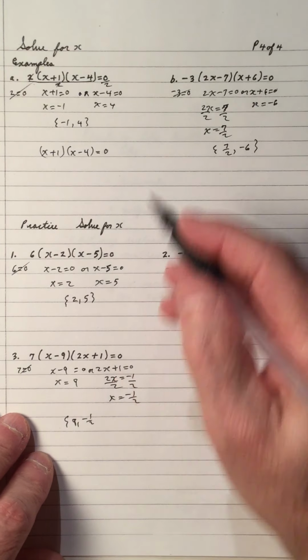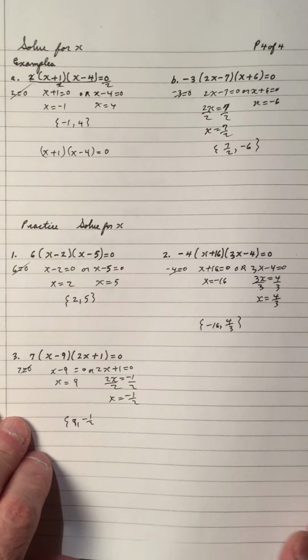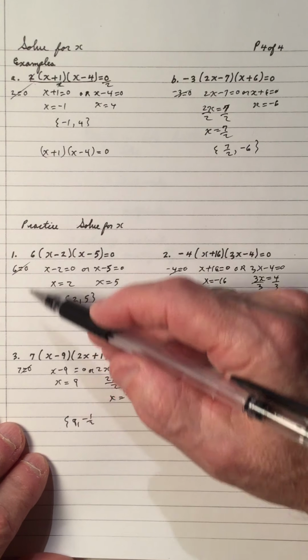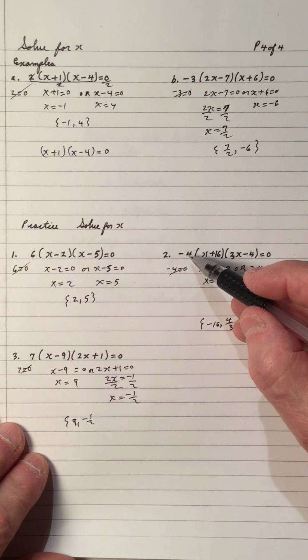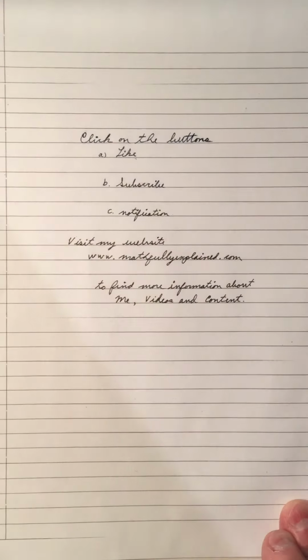Notice in the workings that you ignore the 6 and the 7 and the negative 4 and negative 3 and the 2.